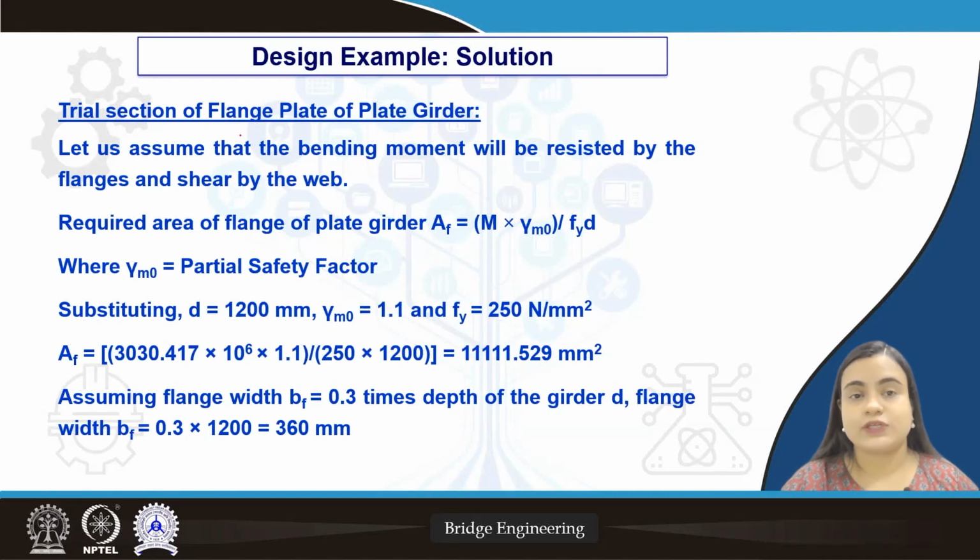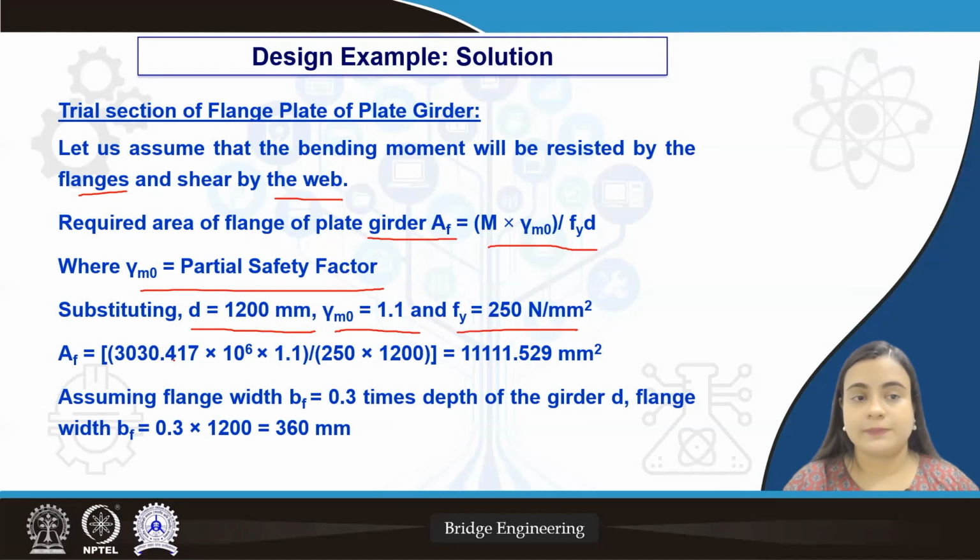Let's go for trial section of flange plate then. We assume that the bending moment will be resisted by the flanges and the shear force by the web. So the required area of the flange of the plate girder Af can be obtained as M times gamma M0 divided by fy times D, where gamma M0 is the partial safety factor. We have already approximated D to be 1200 millimeter for the web plate of the trial section. Gamma M0 is taken to be 1.1, fy is 250 MPa.